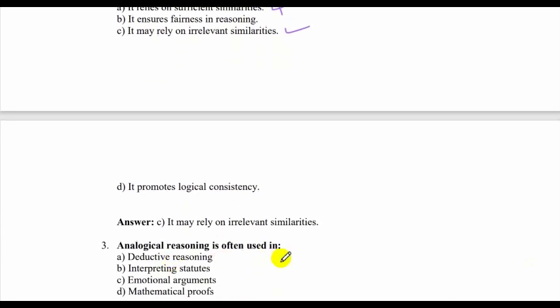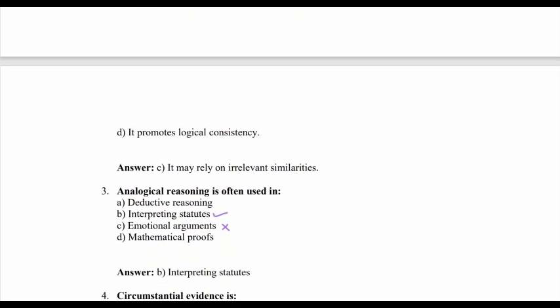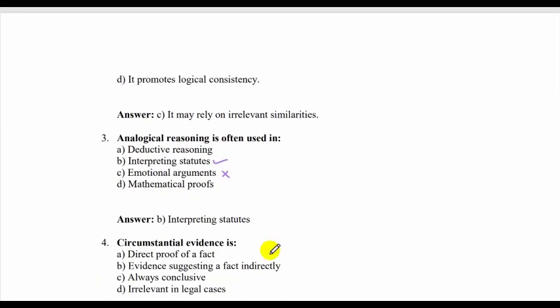Analogical reasoning is often used in deductive reasoning. We don't use it because the conclusion is certain. Interpreting statutes. Yes, analogical reasoning is used in interpreting statutes. Emotional arguments is a bad form of reasoning, and mathematical proofs is a kind of modern symbolic logic. Circumstantial evidence is direct proof of a fact. No, this is deductive reasoning.